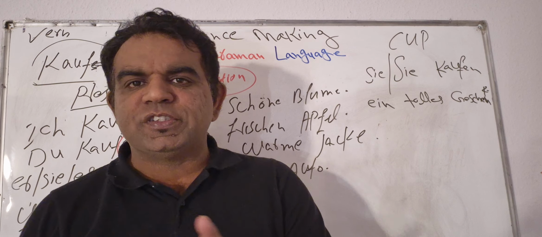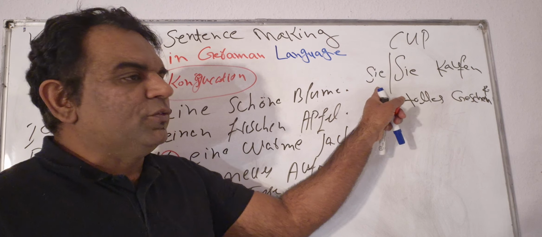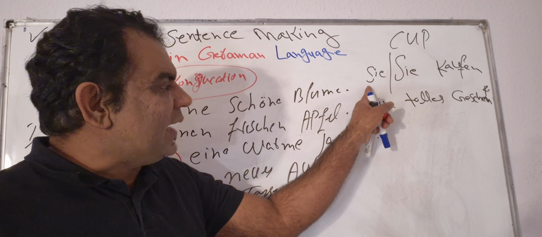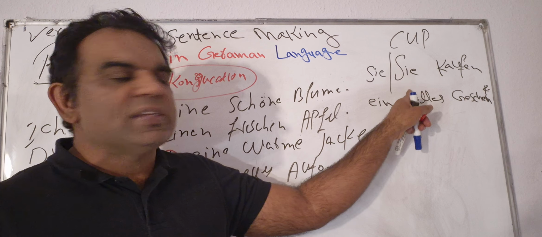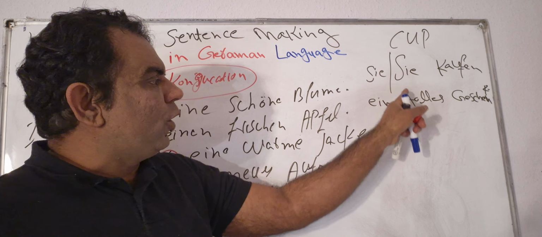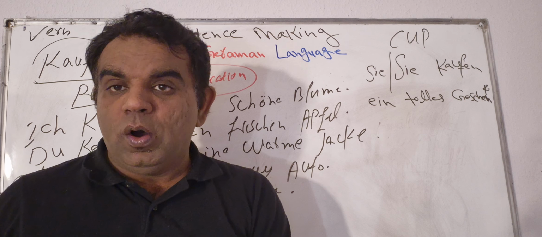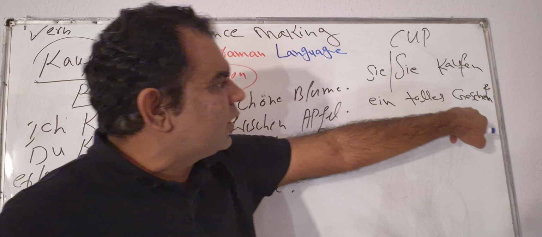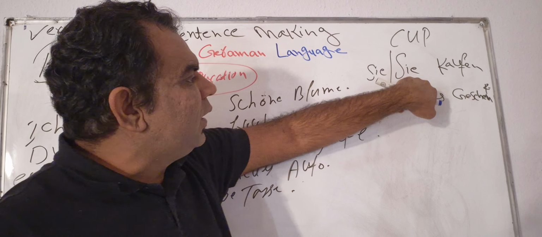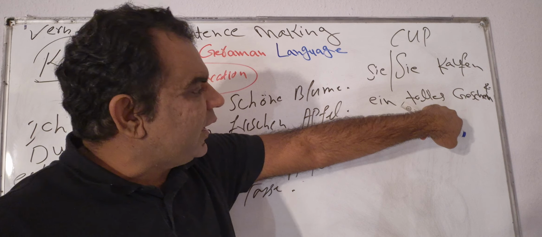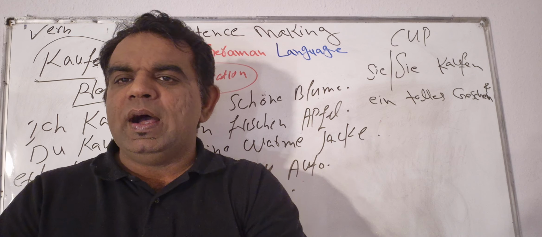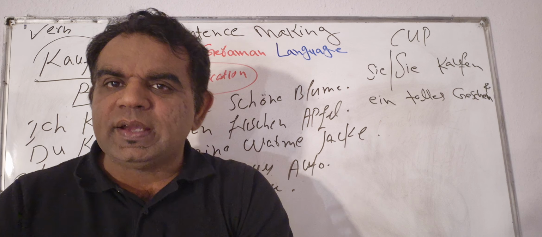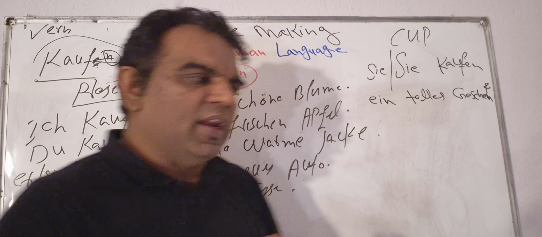And if you have the subject sie with the small s, they, and if you have it with the capital S, Sie formal, you formal. Kaufen ein tolles Geschenk. They or you formal buy a great gift. You buy a great gift, or you are buying a great gift. Alles klar.